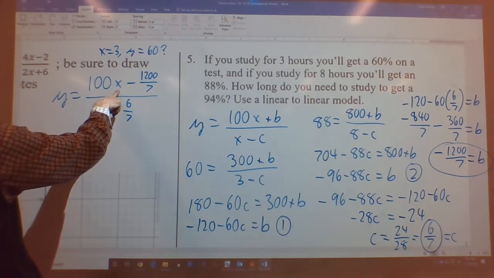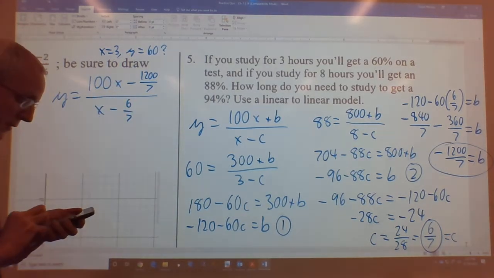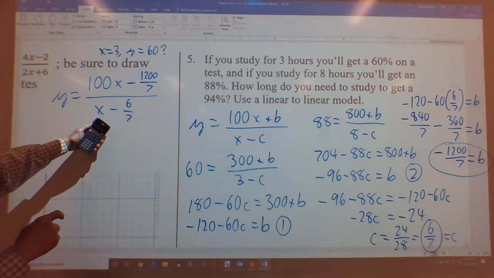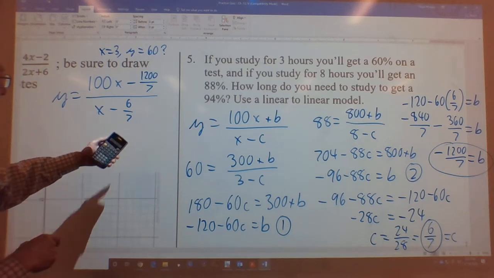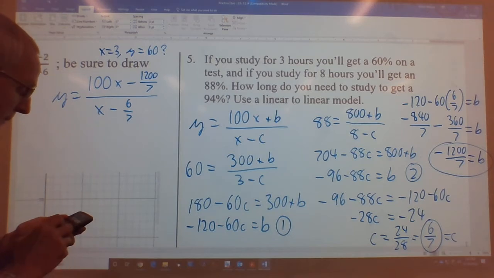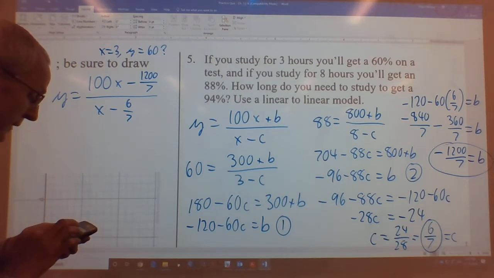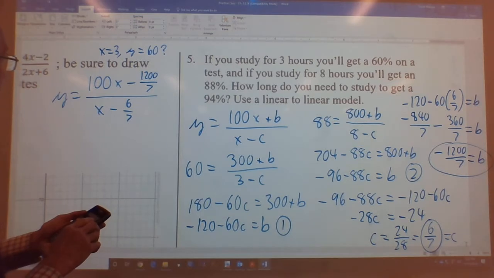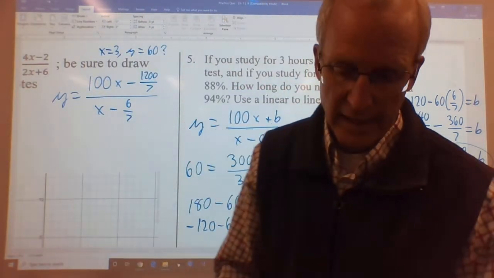So that would be 300 minus 1200 over 7, 300 minus 1200 divided by 7 equals 128.57, divided by 3 minus 6/7. So what's 3 minus 6/7? That would be 2 1/7, divided by 2 plus 1 divided by 7. And I get 60. Whoa, it really does. I get exactly 60. Who'd have thought? Cool. Well, then I think I probably did it right.